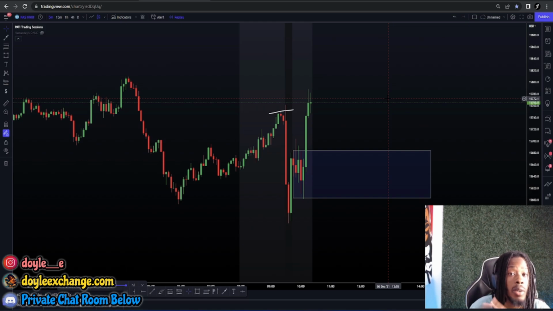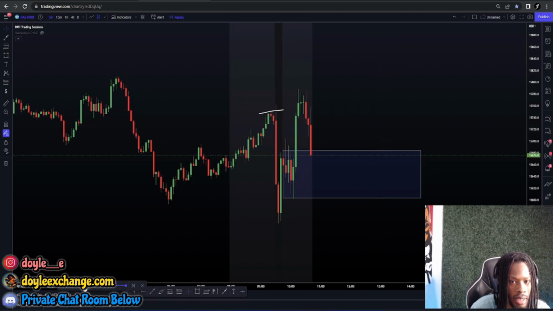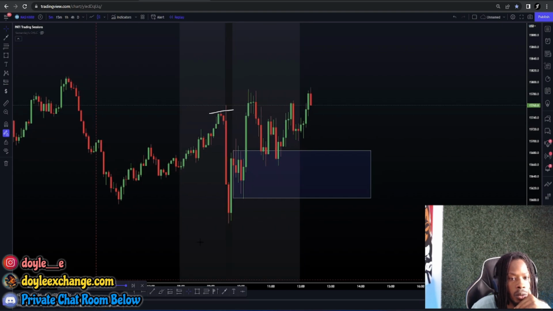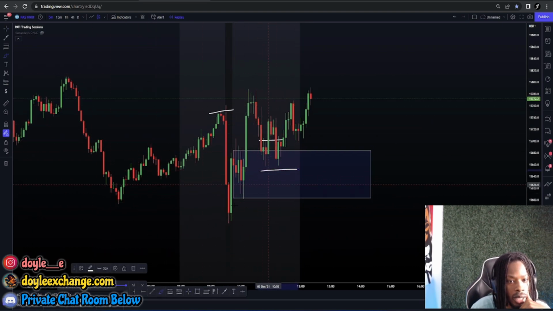So we already know that we're on the 1 hour demand, and we're having a market structure break on the 5 minutes. So all we do is literally just wait until we get into that zone, and then boom, the rest is history after that. Once it breaks right here, that will be my entry right here. My stop loss will be underneath that low.